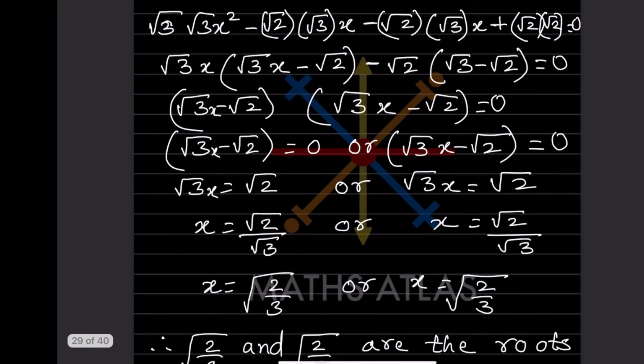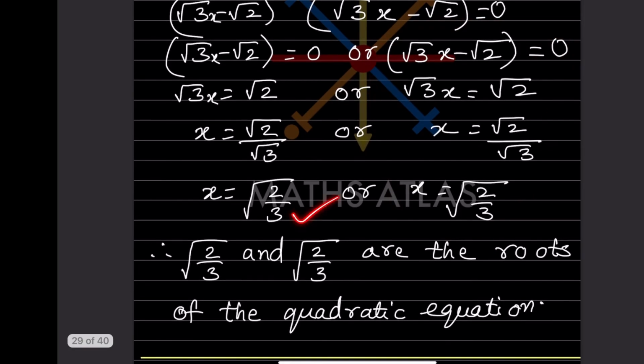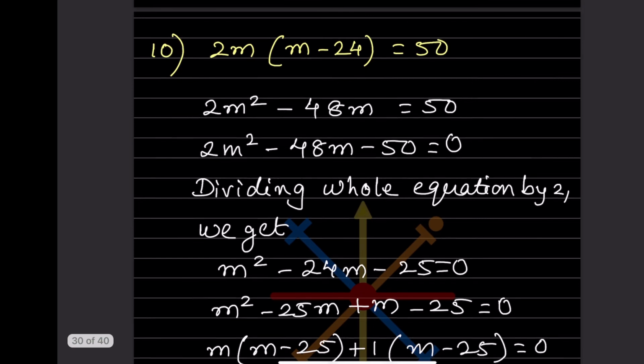So now what you can see over here, these both are the same. So now let us solve this one. Root 3x is root of 2, because if this goes on the other side, it is going to be root of 2. So x will be root of 2 divided by root of 3. Same, now see here. So now both are in root. So we can also write this one as x is going to be root of 2 by 3. So same over here, because the numbers are the same. So what we can see, these both are the same. So we can write here root 2 by 3 and root 2 by 3 are the roots of the quadratic equation.